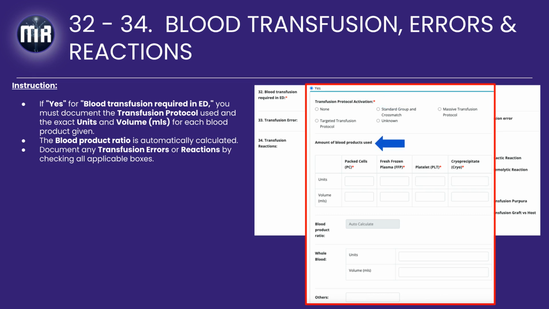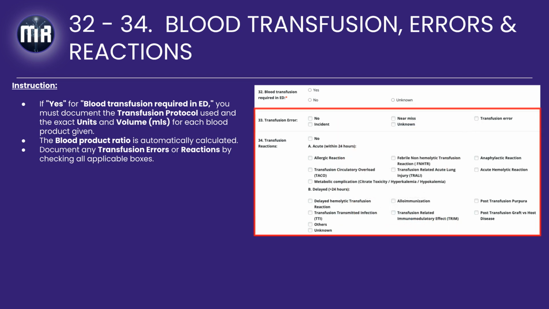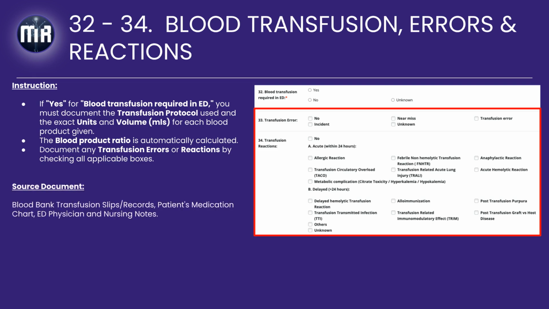Following this, you must enter the exact number of units, meaning the number of bags, and the total volume, in milliliters, for each blood product that was given in the emergency department. This includes packed cells, fresh frozen plasma, FFP, platelets, and cryoprecipitate. Note that the "blood product ratio" will be automatically calculated by the system based on the units you enter. Finally, you must document any adverse events in fields 33 and 34 by checking all applicable boxes for transfusion errors or transfusion reactions. The source for all of this information will be the official blood bank transfusion slips or records, as well as the patient's medication chart and clinical notes.